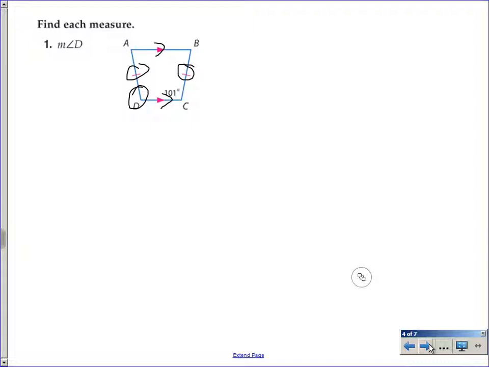So that being said, I know that the base angles are going to be congruent. So if angle C is 101, then I know that the measure of angle D will also be 101 degrees because the base angles are congruent.